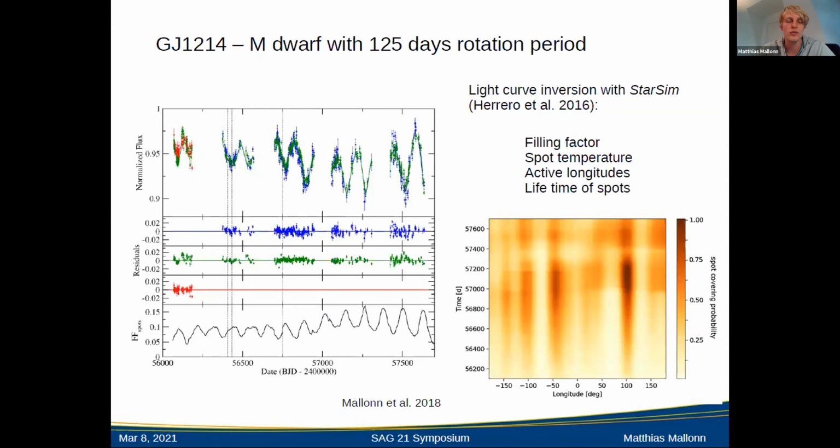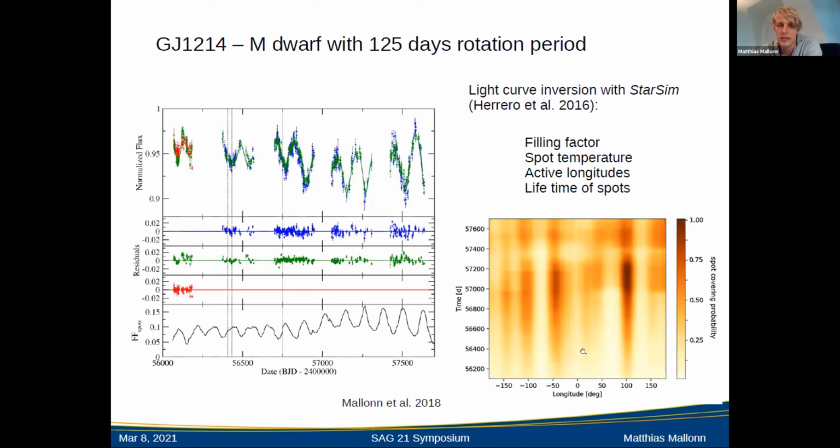But for example, here I already mentioned the pretty active M-dwarf GJ1214, where we even had observations in 3 different colors. And what was it possible to derive for it? In the paper from 2018, we applied light curve inversion with StarSim. And in the subsequent talk by Ignazi, you will hear more about this tool. The quantities we derived were the filling factor, spot temperature, active latitudes, and also the lifetime of spots, because we had these measurements over 5 years.